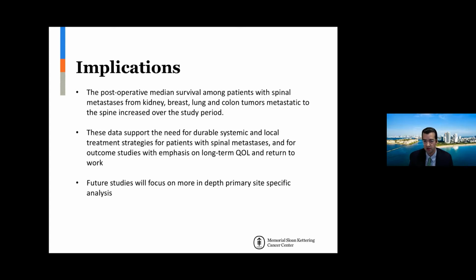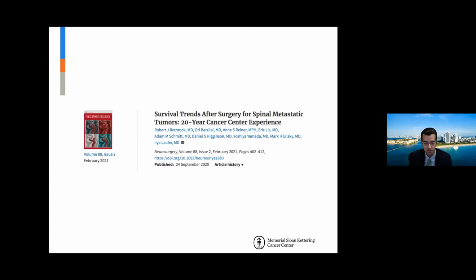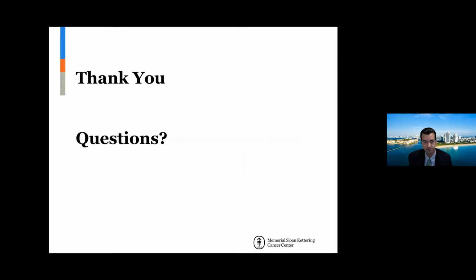and with meaningful outcomes. Of course, future studies will focus more in depth on primary site-specific analysis and cohort by cohort, but overall, the goal of this study was to show that in fact, there are patients who are living longer with metastatic spinal disease. This was published in September in the Journal of Neurosurgery.